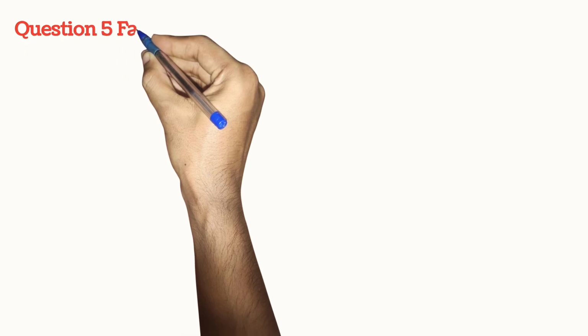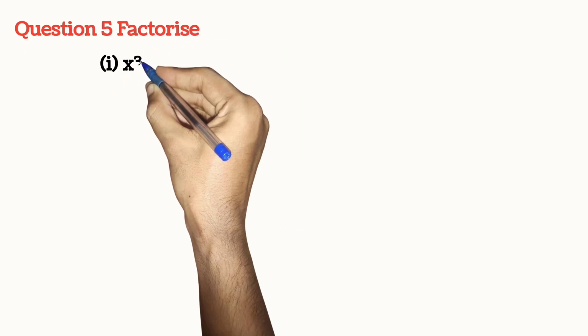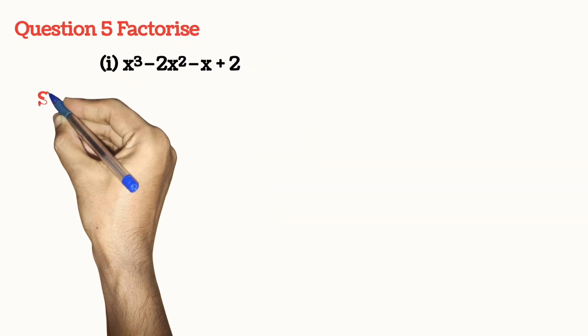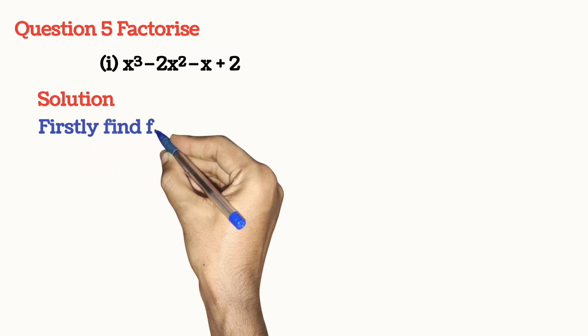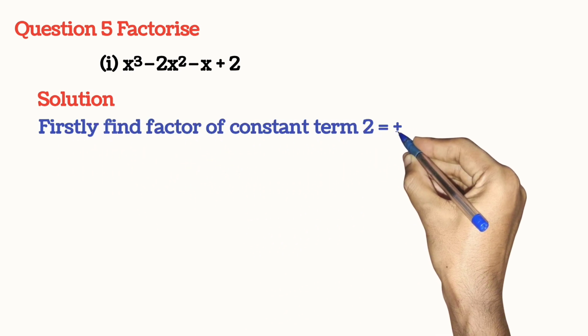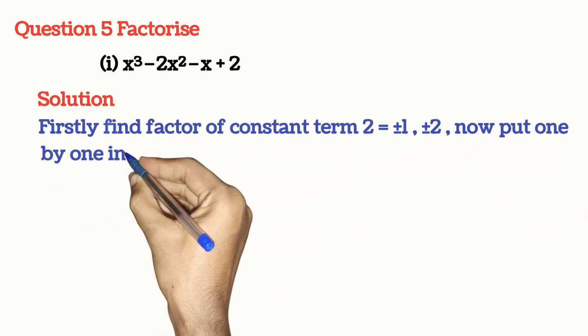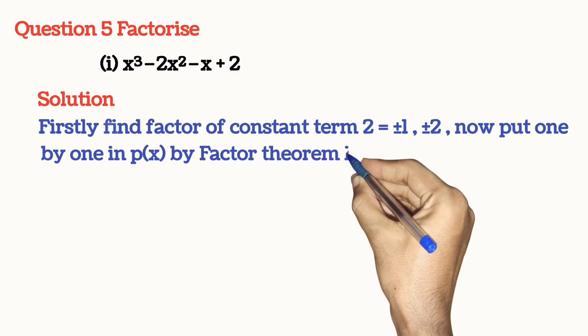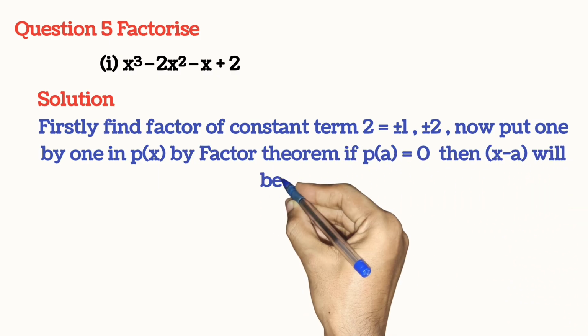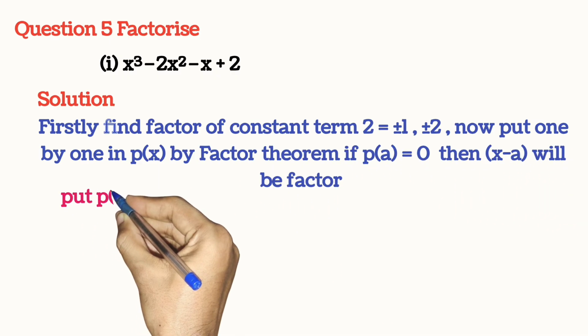Question number 5. Factorize. First question, x cube minus 2x square minus x plus 2. Solution. Firstly find factors of constant term 2, that is plus minus 1 and plus minus 2. Now put 1 in p(x). By factor theorem, if p(a) equal to 0, then x minus a will be a factor.